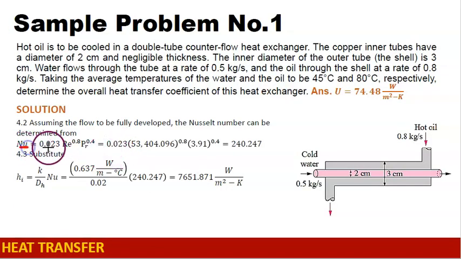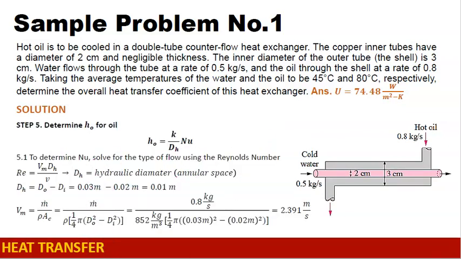So Nusselt number is equal to 0.023 Re to the power of 0.8 Pr to the power of 0.4. We got this from internal forced convection for fully developed turbulent flow, wherein water undergoes heating, so n is 0.4. So substituting the values of the Reynolds number and the Prandtl number for water, we have the Nusselt number as 240.247. Finally, substitute the value to our working equation for hi. So we can get hi as 7,651.871 watt per meter squared Kelvin.